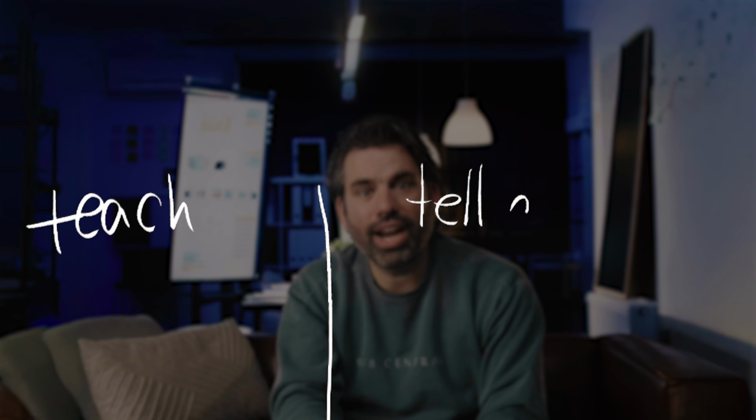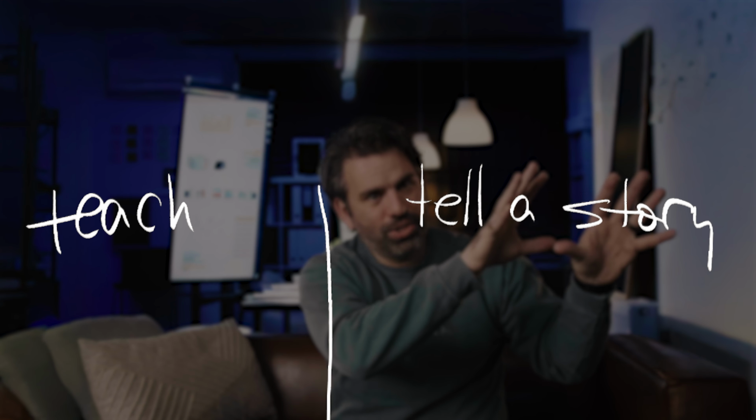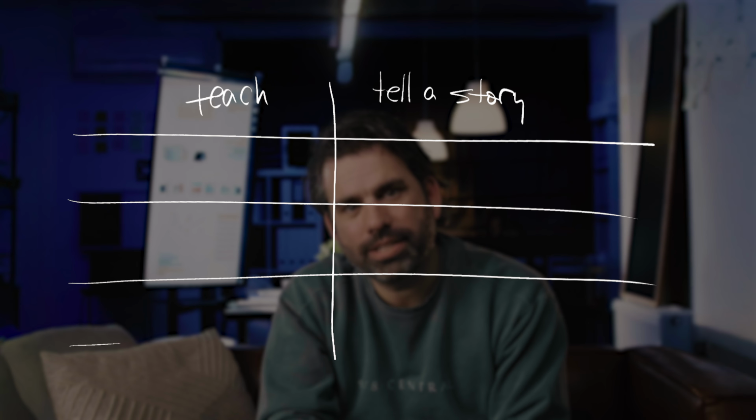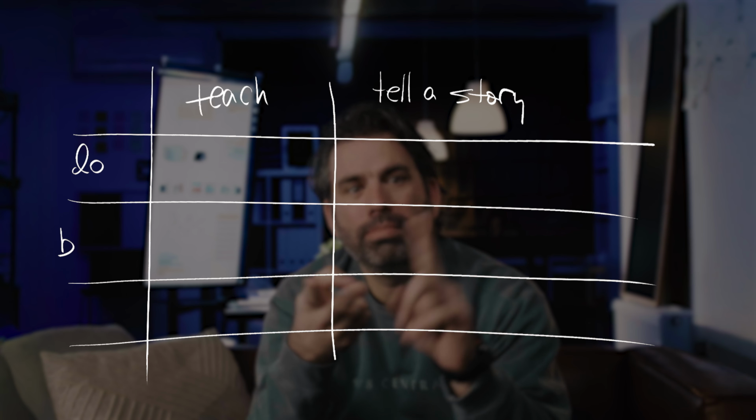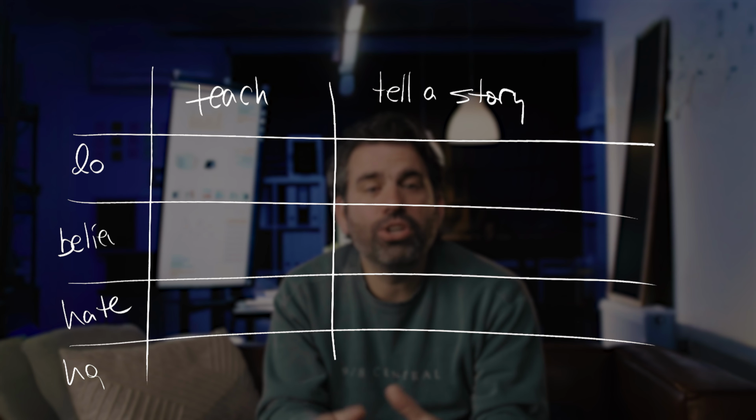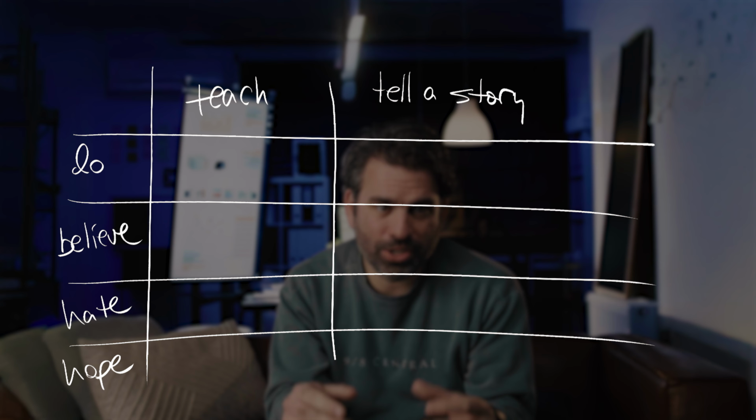And on the top, write teach and tell a story. Then draw 4 horizontal lines and write the following: do, believe, hate, and hope. You should have a grid of 8 buckets, and these are all you need to create content that gets people's attention, grows your following, and most importantly, gets you leads.